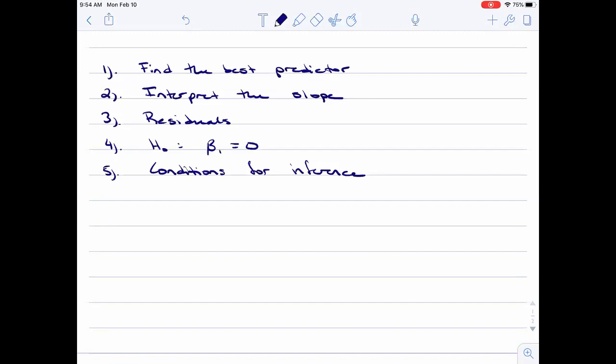So the conditions for inference, what was I saying? Oh yeah, our residuals have to follow a normal distribution. We have to have constant variance. We have to have a linear relationship, right? Those are our main things that we're looking for. So it'll give you a series of plots to help you determine these things, the residual plots.